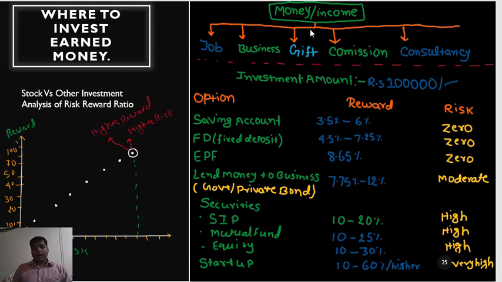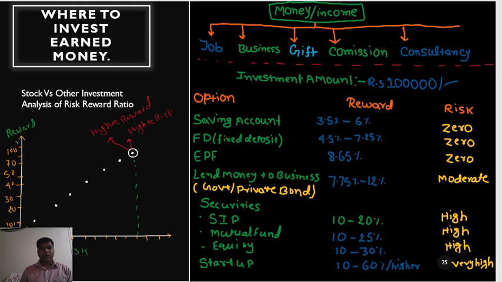So if we invest, what do we invest? Money. We get money from a job, business, gifts, commissions, or consultancy. So the investment amount is rupees 1 lakh. The first option, where to invest, to earn money? This is a very important and specific question. So we must develop an understanding regarding investments.